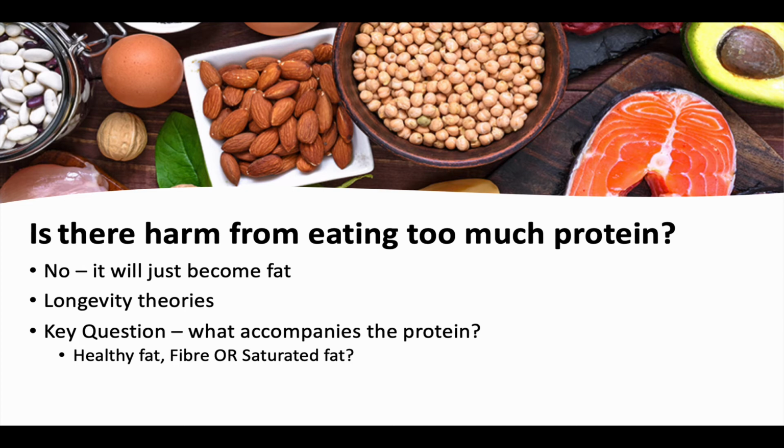There are some longevity theories definitely about protein. There are theories that keeping protein levels pretty low is associated with longevity. I'm not 100% convinced on that evidence, and I don't think people need to guide their lives based on that. The bottom line is our brains actually regulate protein pretty well, as we'll see in a moment. So I think the key question is what accompanies the protein. Is it healthy fat, fiber, or is it saturated fat? And is saturated fat an issue for you? That's what you need to think about when you're looking at your protein source.